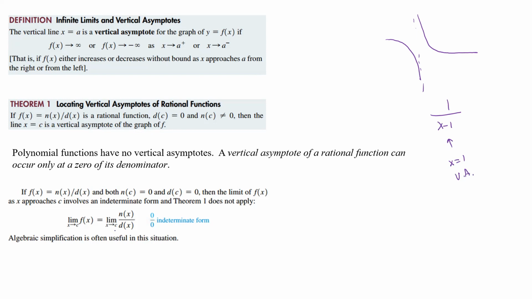Okay. All right, so if f of x is equal to n of x over d of x, and both n of c equals 0 and d of c equals 0, then the limit of f of x as x approaches c involves an indeterminate form, and theorem 1 doesn't apply. Okay, so if f of x is a rational function n of x over d of x and gets 0 over 0 as the indeterminate form, basically we're going to have to simplify this using algebra. So usually we're going to reduce it if we can, canceling things to make it work, and then we can get it into a form where theorem 1 will apply. So that's kind of the key: we're going to have to use algebra so we can use theorem 1. All right, so let's pause there and we'll come back with some examples.